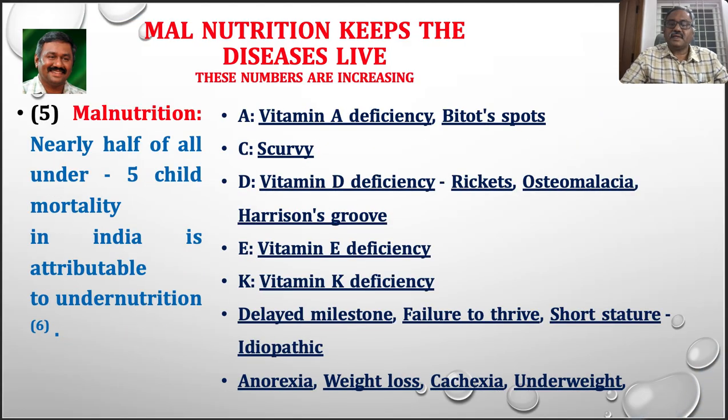vitamin A deficiency, white spots, scurvy, vitamin C deficiency, vitamin D deficiency can cause rickets, osteomalacia, Harrison's sulcus, vitamin E deficiency can occur, vitamin K deficiency can occur, delayed milestones, failure to thrive, short stature, maybe idiopathic, anorexia, weight loss, cachexia, underweight, all this can happen with malnutrition. Nearly half of all under 5 mortality in India is attributable to undernutrition.